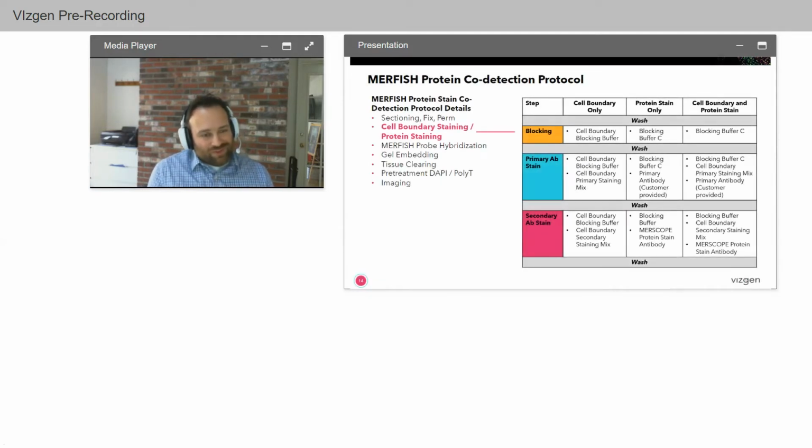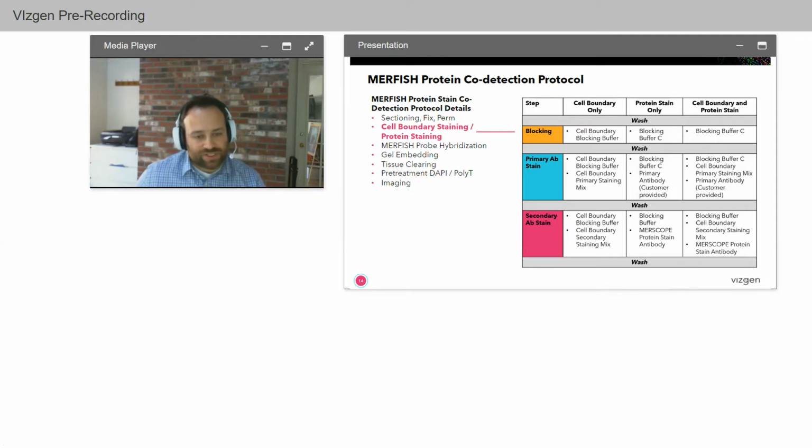Once we've done that, we move into the protein co-detection protocol. Here, very similar again. We have sectioning, fixing, perming, and then we go into cell boundary staining and protein staining. It was important here that we provide the ability to do one or the other or both, right? The beauty of the system is that if you are going to do both, you do not have to do double the time. What you're going to do is actually make a cocktail of reagents. And again, this entire step here is completely optional.